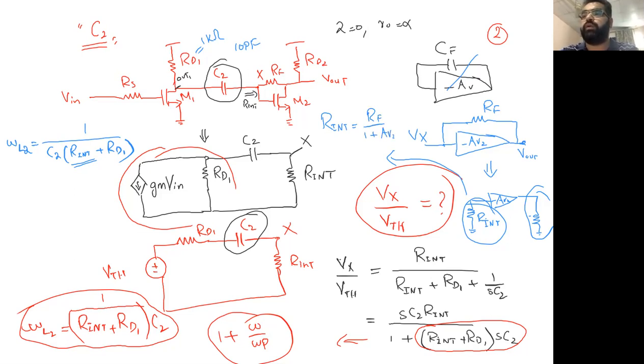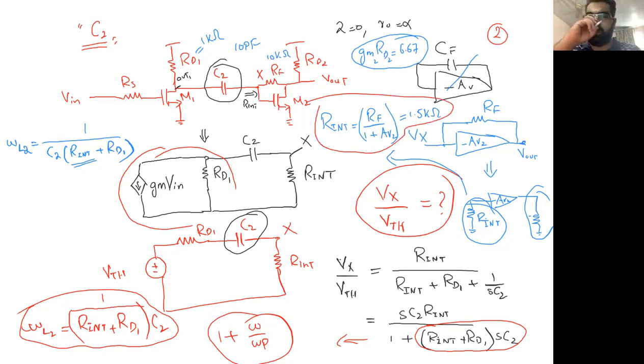Okay, so you will get this value. AV2 is equal to gm times RD2, and it's given to us as 6.67. And RF is provided as, let me check, it's 10 kilo ohm. So the R internal comes out to be 1.5 kilo ohm approximately. Okay, so we have this one. So we can find the information about the second pole.